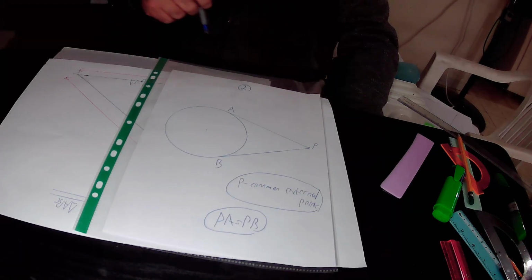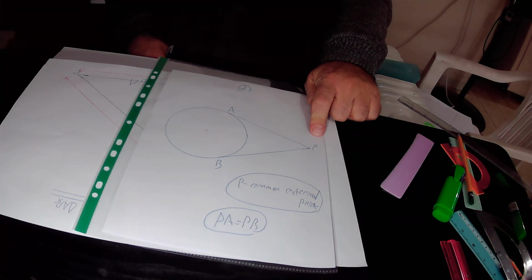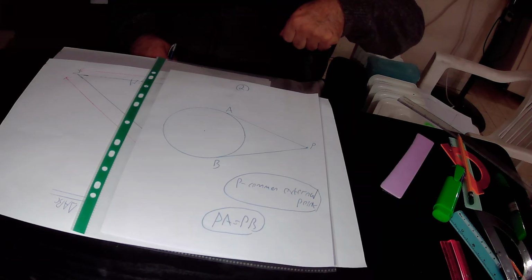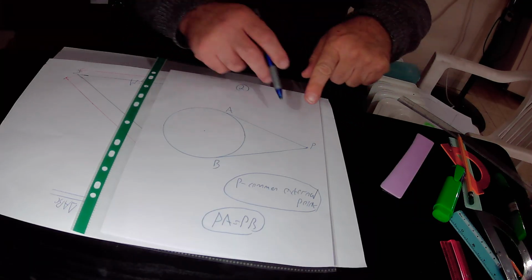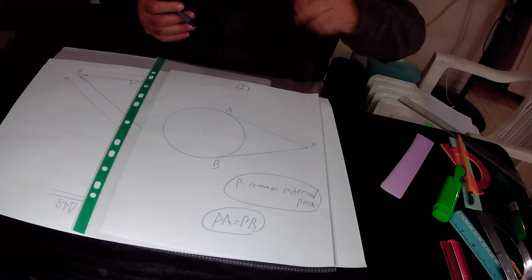In the drawing, we have a circle. This is the common external point, point P. From the common external point P, we have two tangents to this circle, tangent PA and tangent PB. And according to this rule, the two are equal to each other. That is to say, PA equals PB. So we can implement rule 2 in our drawing.